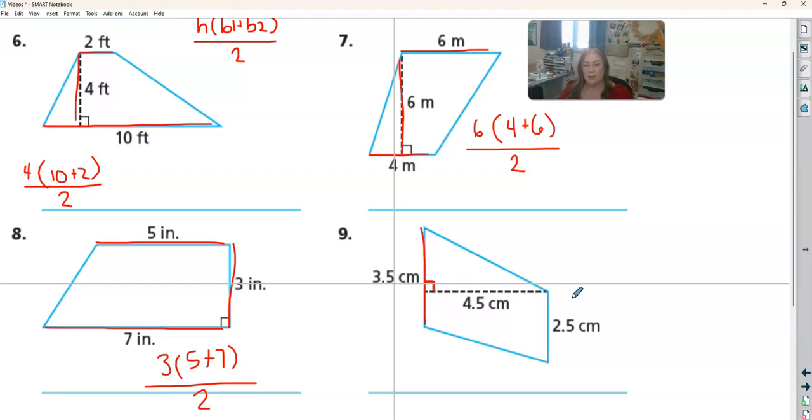So base 1 plus base 2. So we have 3.5 plus 2.5. And then we are timesing that by 4.5. And then we're going to cut that in half.